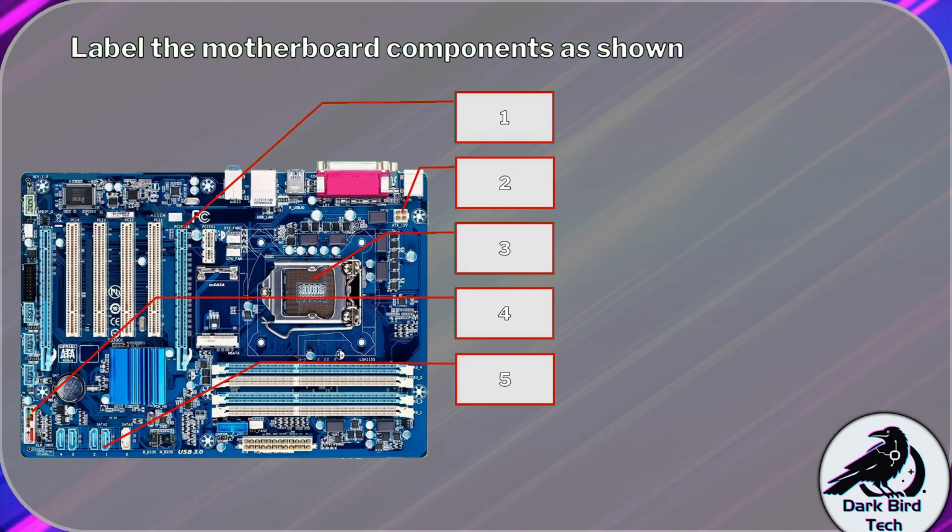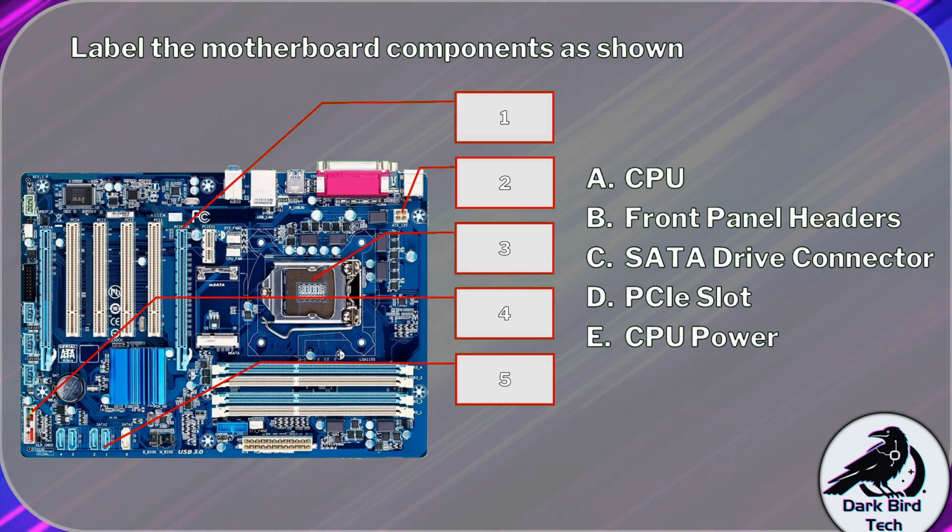Ooh, we get to label a diagram. This is something you can expect to have in CompTIA A+, where you're going to be given a picture and asked to label the components, just to prove that you recognize and know how to work with computers' internal hardware. So we've got a picture of a motherboard, and we're told to label the components as shown. We got a bunch of label blocks, number 1, 2, 3, 4, and 5, and we've got option A is a CPU, B is a front panel header, C is a SATA drive connector, D is a PCIe slot, and E is the CPU power.